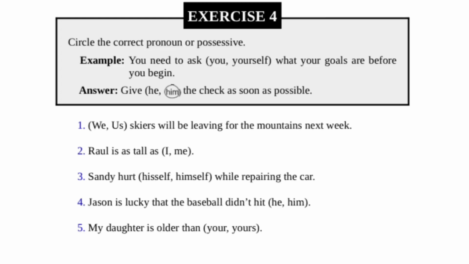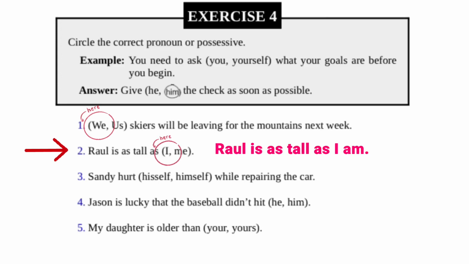In this exercise you have to circle the correct pronoun or possessive. We skiers will be leaving for the mountains next week. Raoul is as tall as I. Sandy hurt himself while repairing the car. Himself is wrong. Jason is lucky that the baseball didn't hit him. My daughter is older than yours.